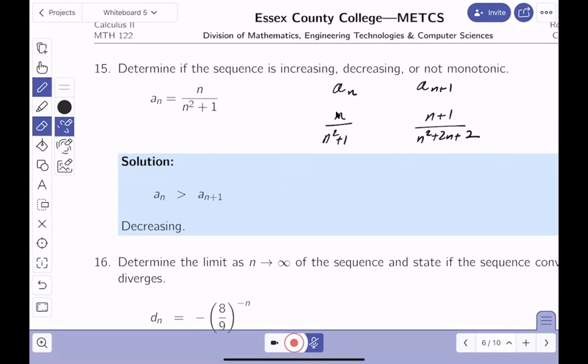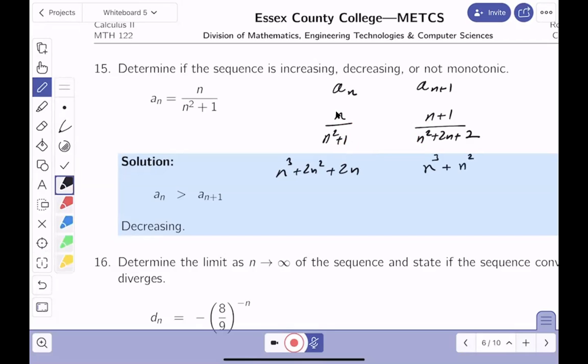n cubed plus 2n squared plus 2n. And over here you'd get, I'm multiplying n cubed. Again, what I'm doing over here, I want to point out to you, we're kind of multiplying both sides by the LCD, or what some students call cross multiplication. All right, we'll put the symbol in later. So that's going to be n cubed plus n squared plus n plus 1.